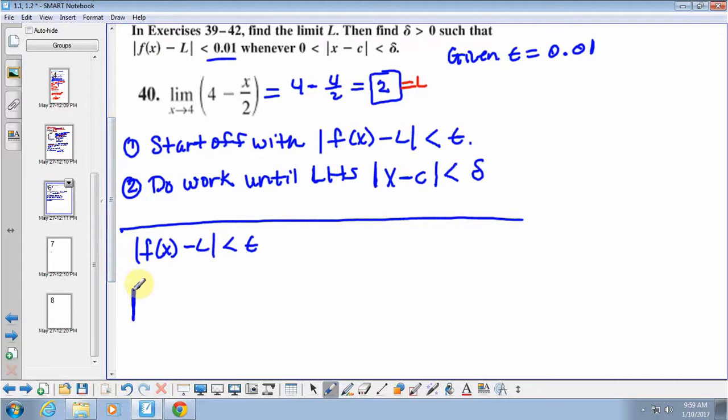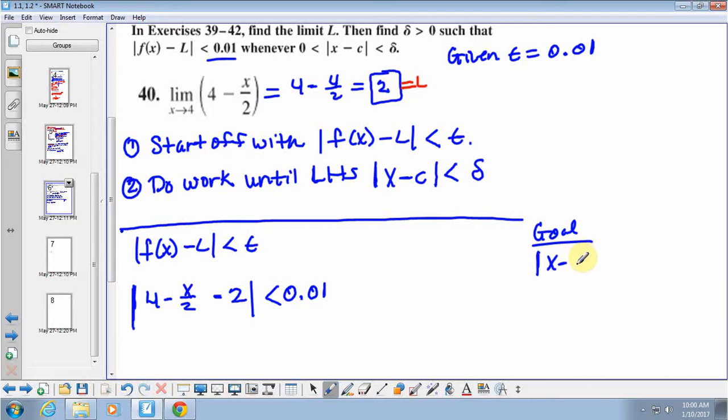So what is my f of x in this problem? What is it? 4 minus x over 2. What is my L? What's my epsilon? Okay, so I start off with this. In the back of my head, I need, what is my goal? What am I trying to get to? We're going to have to do work on this until we get to absolute value of x minus c.